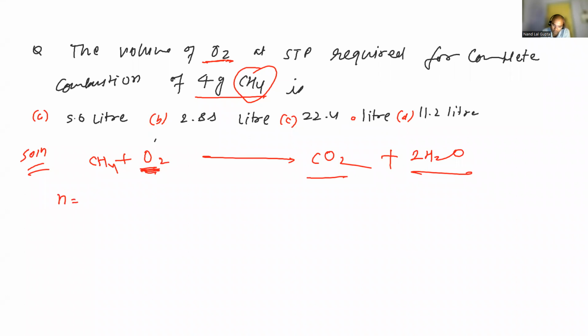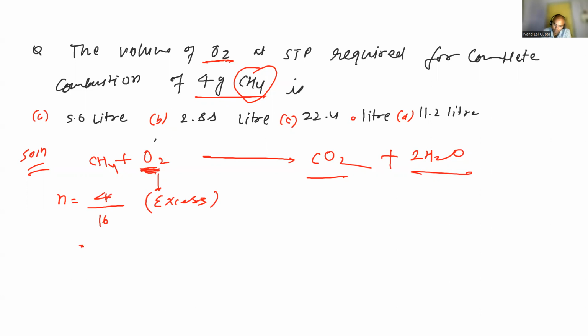So n is equal to 4 gram divided by molar mass. How much will be there? Molar mass of CH4 will be how much? Can you guess? Molar mass 12 plus 4, 16. Yes or no? And oxygen will be in excess. This is not related because it is being heated in excess air.